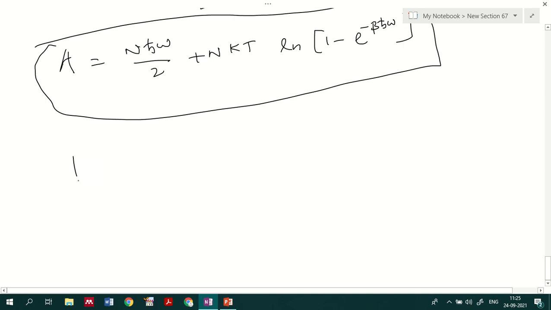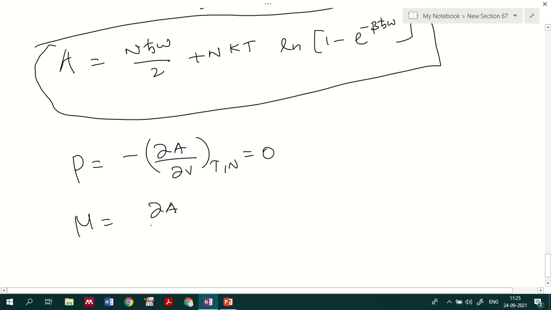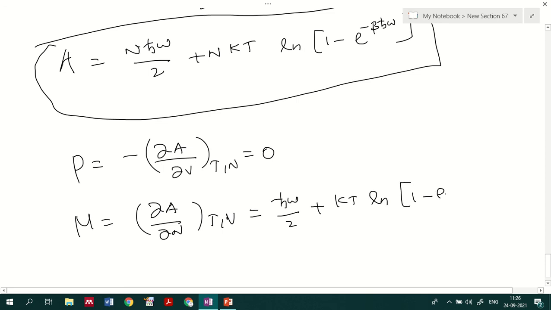Okay, so here P equal to minus dou A by dou V at constant temperature and number of particles, that is equal to 0 because there is no representation corresponding to V. And now the chemical potential is dou A by dou N at constant temperature and volume, that is equal to h cross omega by 2 plus kT ln of 1 minus e raised to minus beta h cross omega, because all the n terms will go when you take dou by dou n.